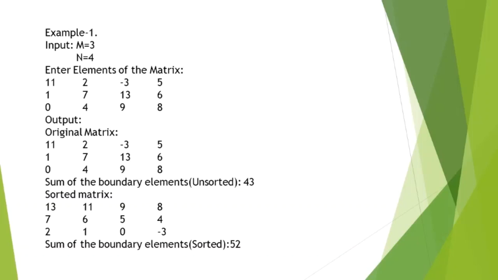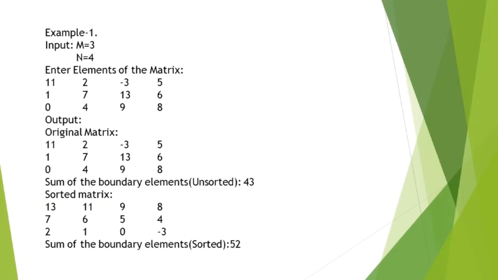For example, if the number of rows is given as 3 and the number of columns is given as 4, that means a 3 by 4 matrix. First, we will be asked to enter the elements of the matrix, which I have entered here as 11, 2, minus 3, 5, 1, 7, 13, 6, 0, 4, 9, 8. The output will be, firstly, the original matrix, then the sum of the boundary elements of the unsorted matrix, which is calculated and printed as 43. Then the sorted matrix will be printed, and then the sum of boundary elements of the sorted matrix will be printed.